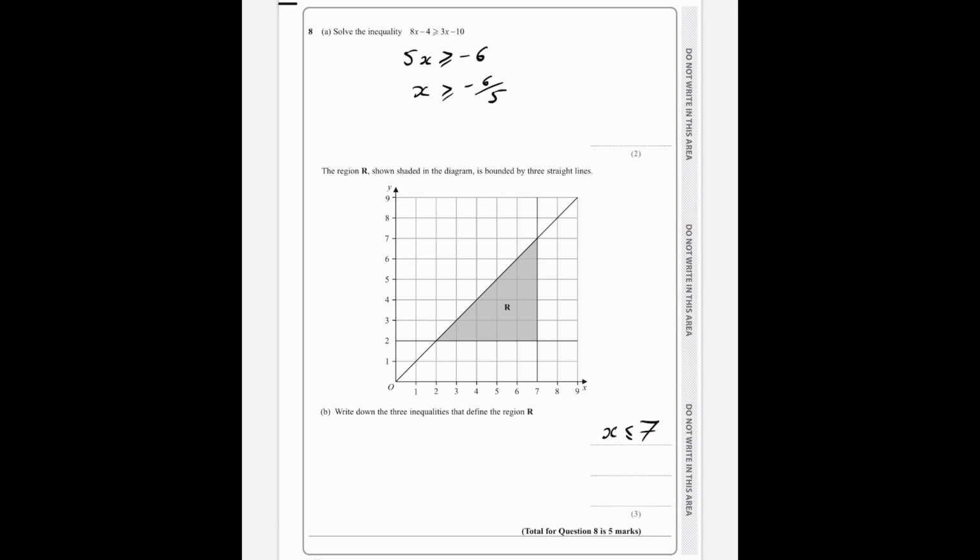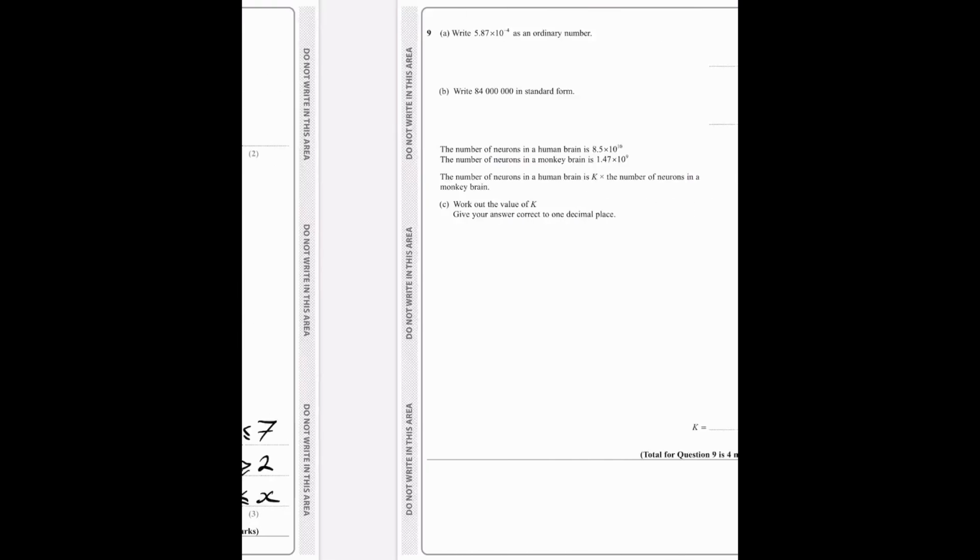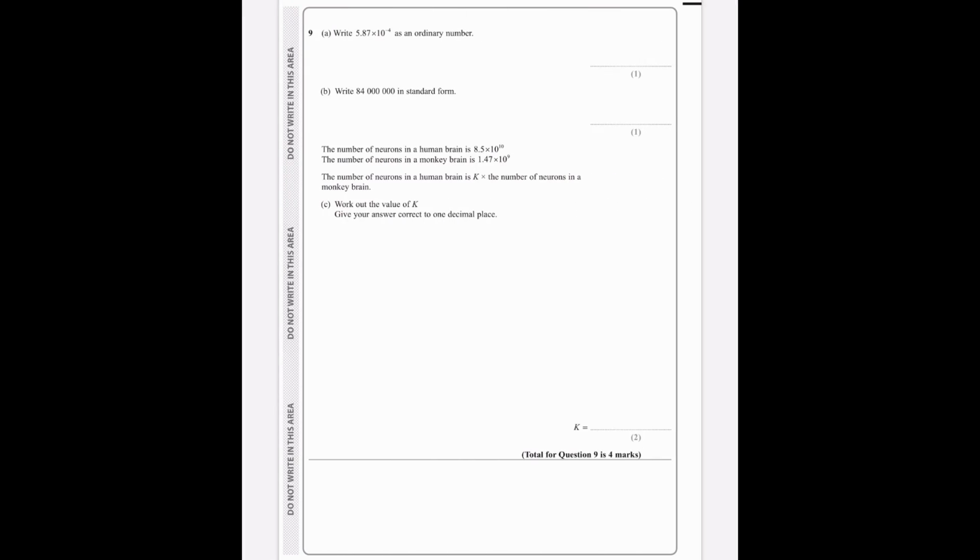The 3 regions: x is less than or equal to 7, y is greater than or equal to 2, and y is less than or equal to x. You can test a point in those if you want to. Perhaps 4, 3 would be a good one to choose if you did.